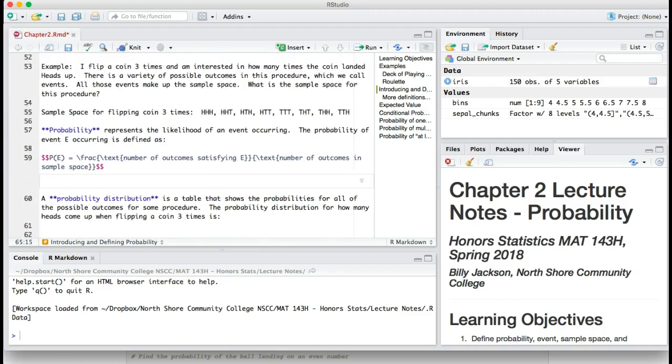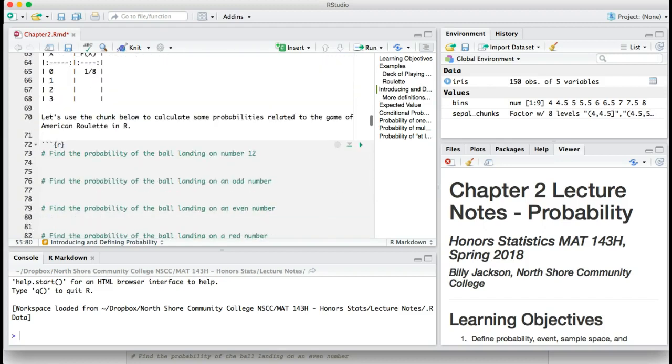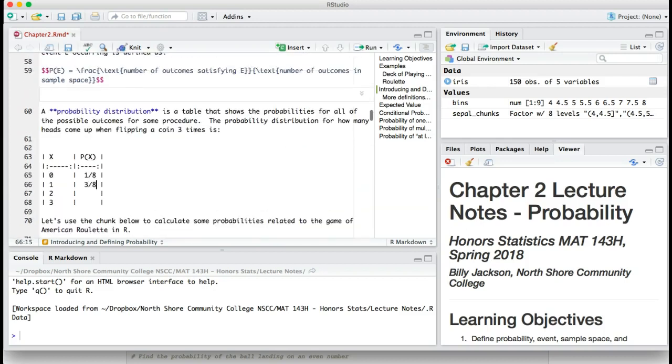How many of these outcomes have exactly 1 heads in them? I see 1 here, HTT, a second one, THT, and a third one, TTH. So that means 3 of them out of 8. So the probability is 3 divided by 8.